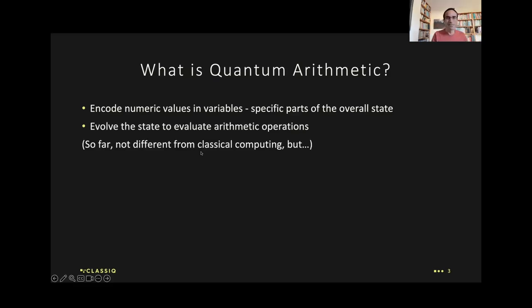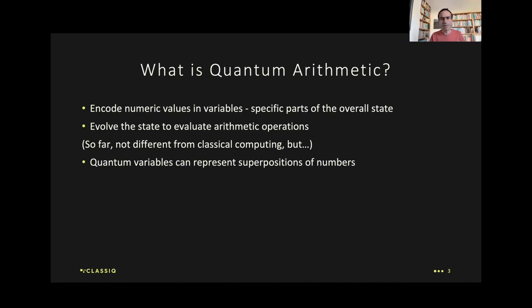So I mentioned that we encode numeric values on some parts of the state, and then we evolve the state such that it represents the evaluation of some arithmetic operations. We could have said the same thing about classical computers, about arithmetic logic units. And then of course, what's special about quantum computers is the fact that quantum states can represent a superposition of numbers on these variables.